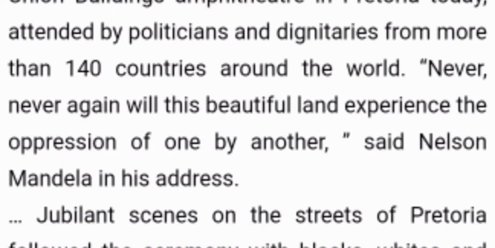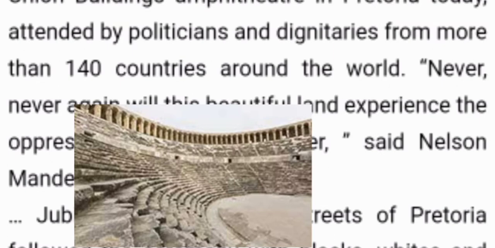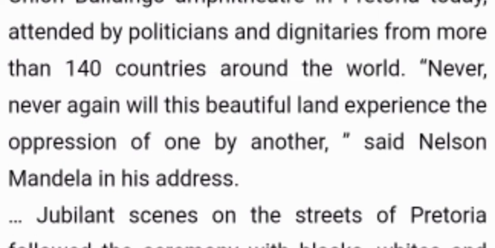The word amphitheater means a circular building without a roof and with rows of seats that rise in steps around an open space. In the image also you can see what an amphitheater looks like. Simply we can say it is like our Parliament, the Sansad Bhavan, in India. It was attended by politicians and dignitaries. The word dignitaries means persons who are influential or have important official positions, from more than 140 countries around the world. It means a lot of people came from more than 140 countries.